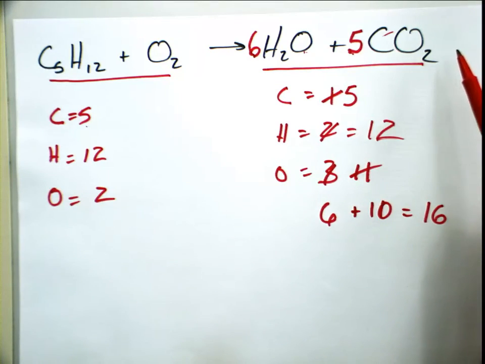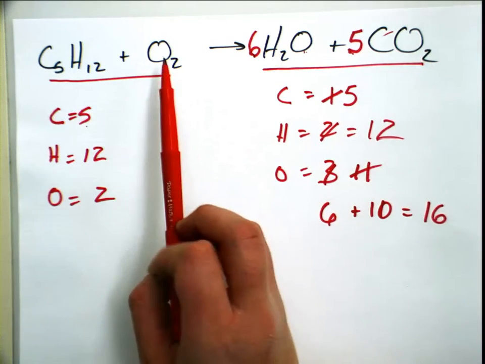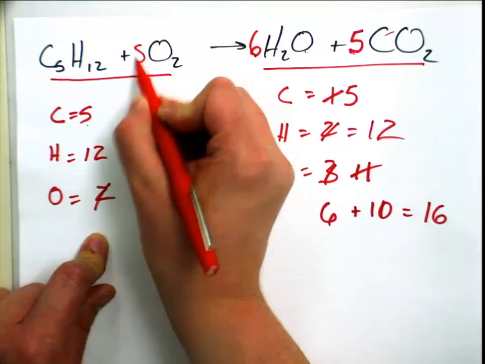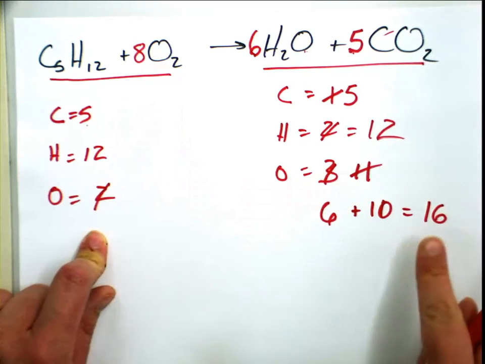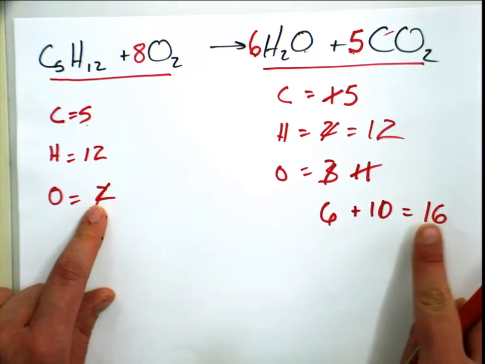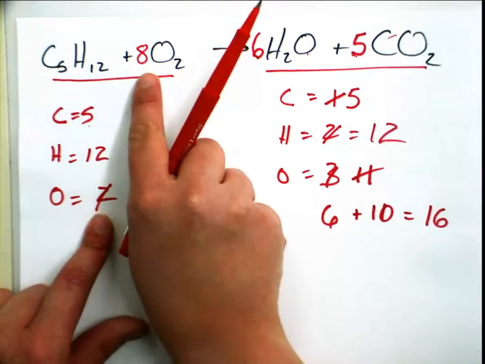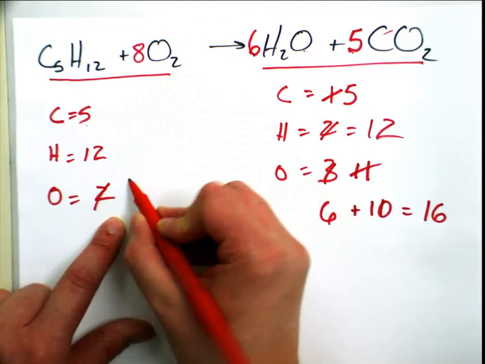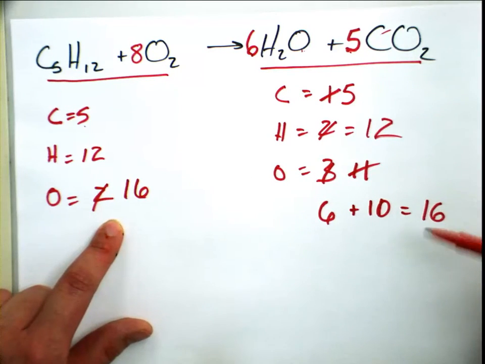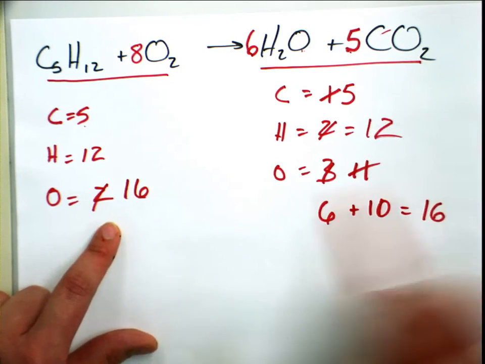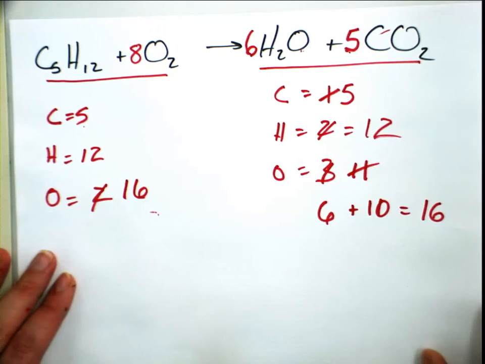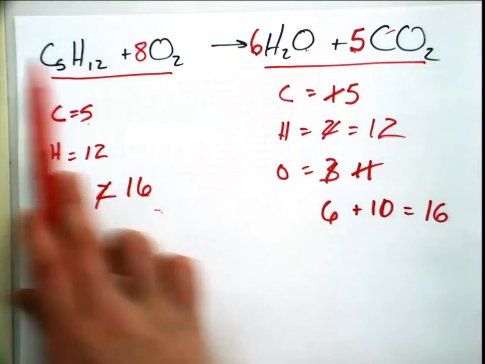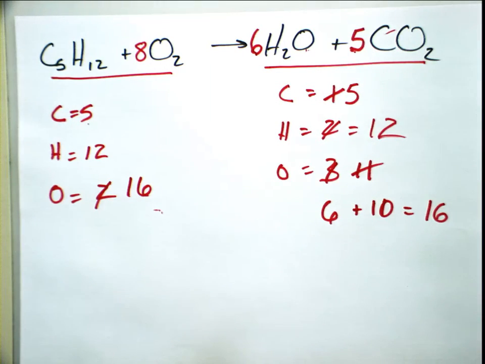Now here, for our O2, we can put the coefficient 8. Since we're done balancing for carbon and hydrogen, now balancing for oxygen, we had 2 and 16. Adding the coefficient 8 in front of O2 gives us 8 times 2, or 16 atoms of oxygen on both reactant and product side. Now, all of our coefficients have the lowest possible whole number values.